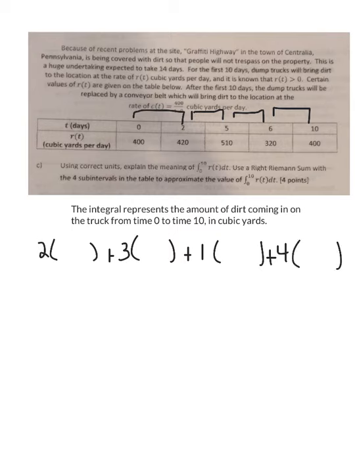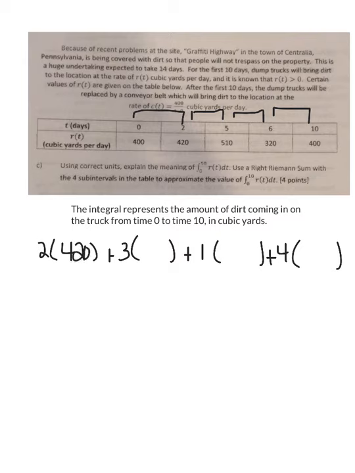Okay, let's talk about the somethings. They said write Riemann sum. So our first interval here, 2 is the number on the right. So we go to its y value, which should be 420. So that's what's going in here, 420.